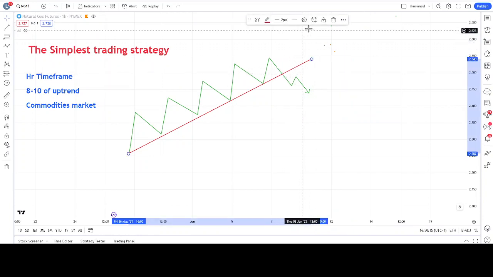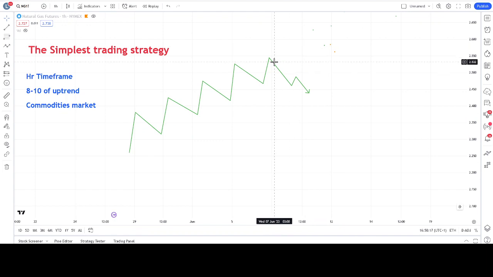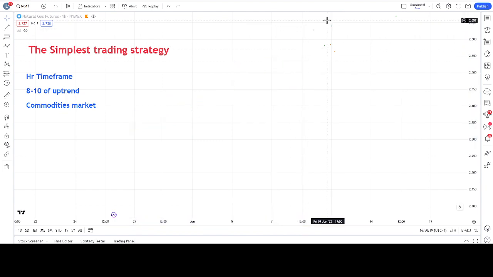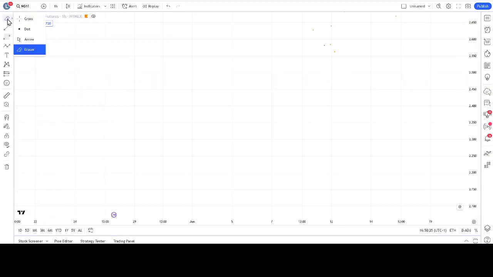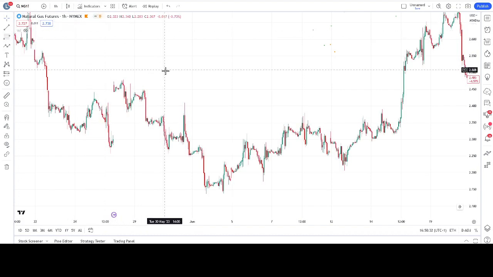So let me get rid of all of this. Let me get the eraser tool from here, and there you go, that's perfect. So let me go back to charts. So we have the natural gas markets on an hourly time frame. So this is very important. Hourly time frame is the key.